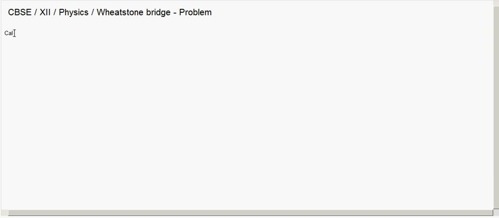The question is: calculate the current drawn by the battery in the given network. Take down the network. The network consists of resistors marked as R1, R2, R3, R4 and R5.